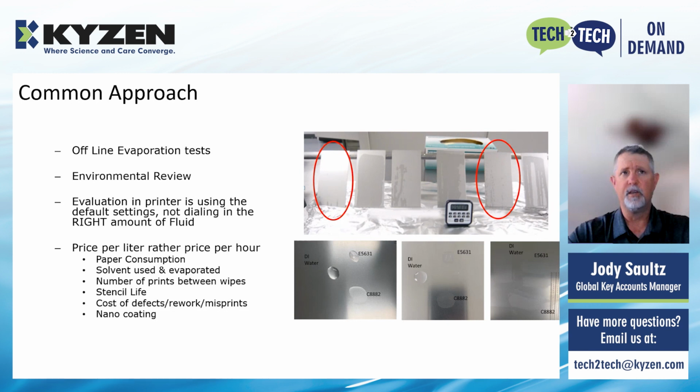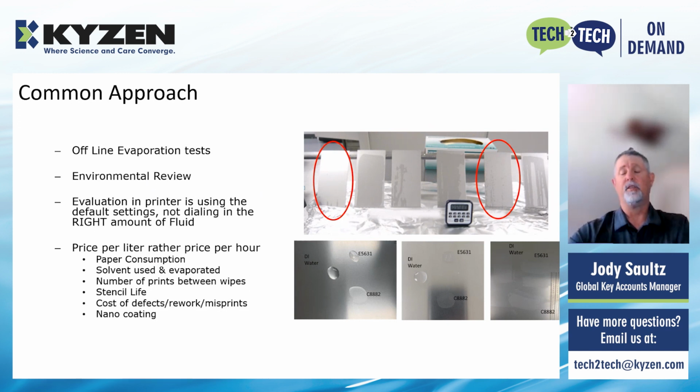But I would suggest that the chemistry you end up using in your machine, you do evaluation on the printer itself. And whether you use the default settings or not, if you're just evaluating the offline evaporation test versus online, it really doesn't matter at that point as long as you are consistent across your testing. So dial in that fluid and try to get the right amount of fluid that equals across the board, which is difficult to do just because of the saturation in the paper with different chemistries.